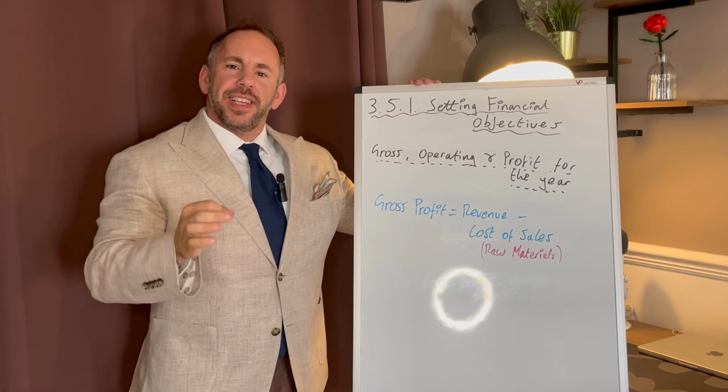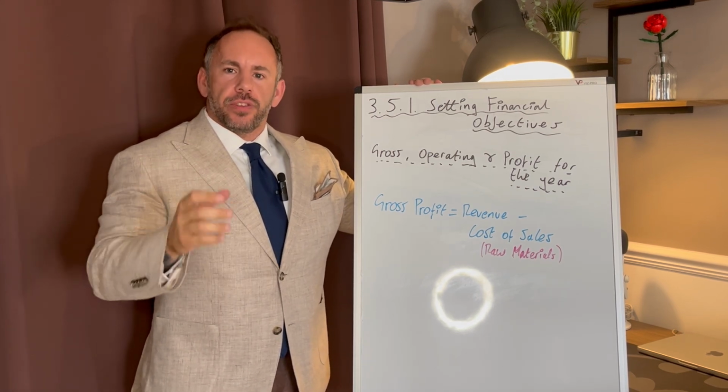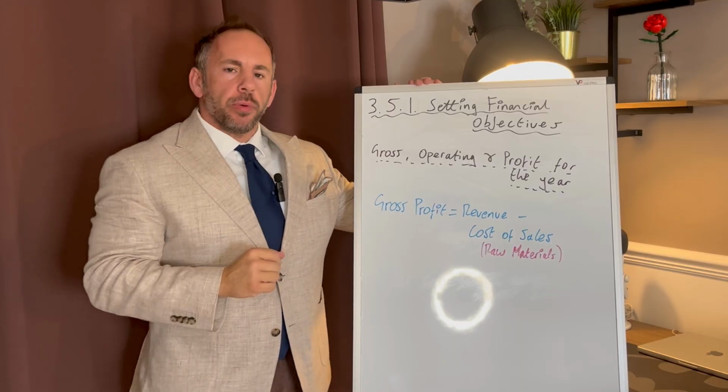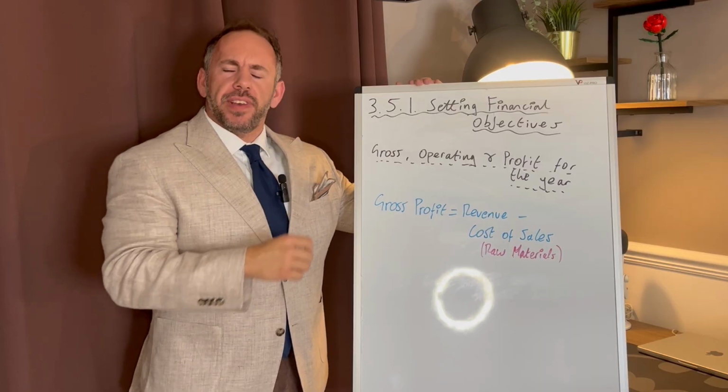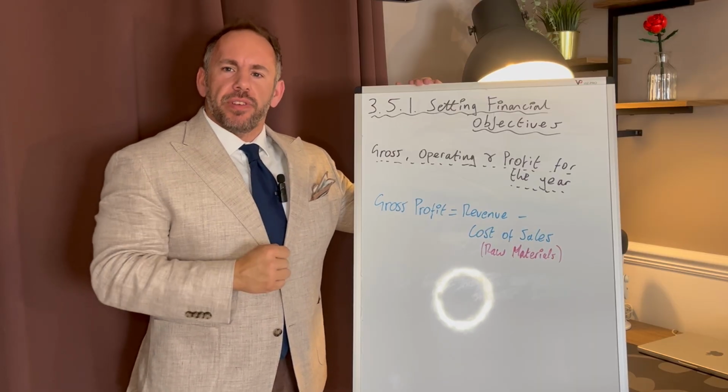Hi, welcome to this AQA A-Level Business Revision video, focusing on 3.5.1 setting financial objectives. We're going to be focusing in on gross profit, operating profit, and profit for the year.